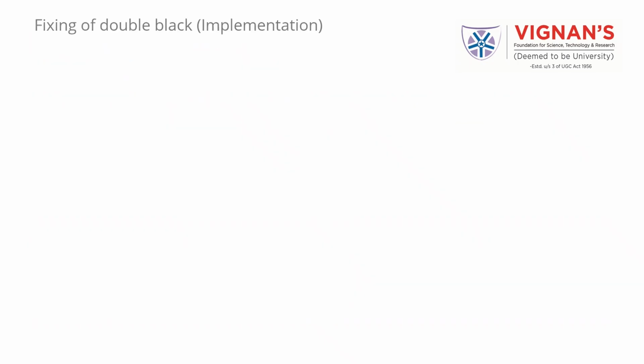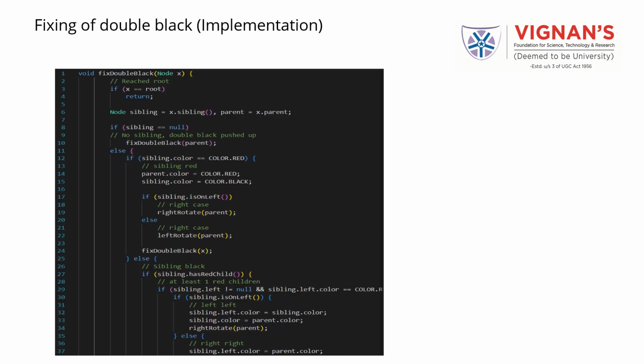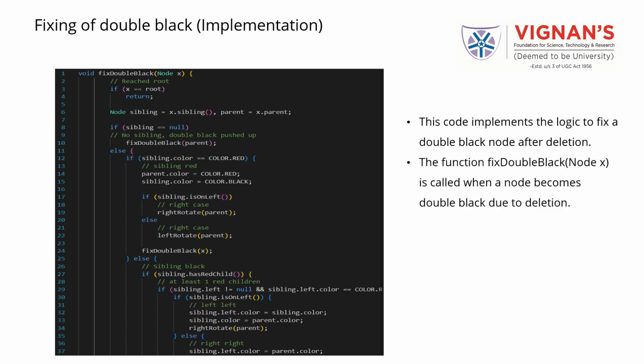Fixing of double black implementation. This code handles fixing a double black node that appears after deletion in a red-black tree. The function fixDoubleBlack(node x) is called when a node becomes double black. If x is the root, the problem ends automatically and the function returns. The algorithm then finds the sibling of x and its parent. If the sibling is null, there is no black node to borrow, so the double black is pushed up to the parent and the function is called recursively.